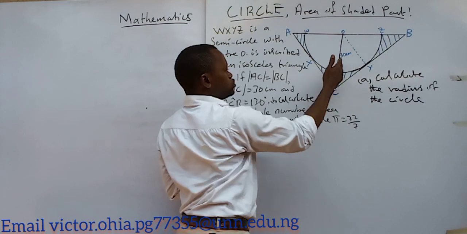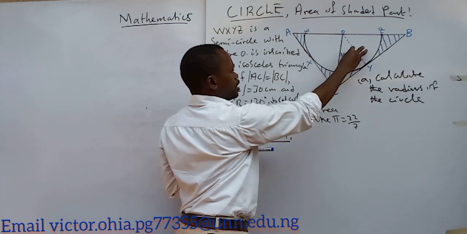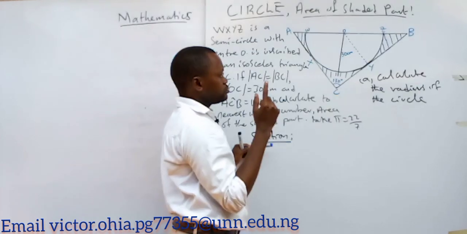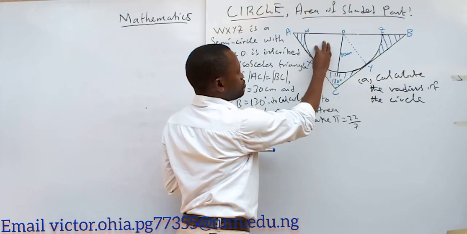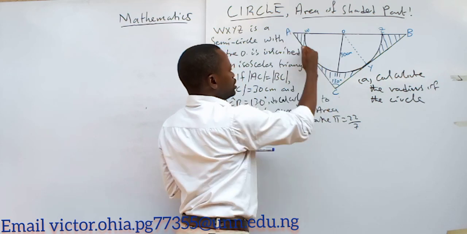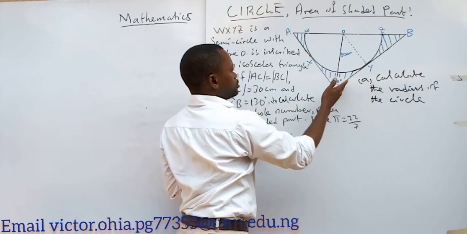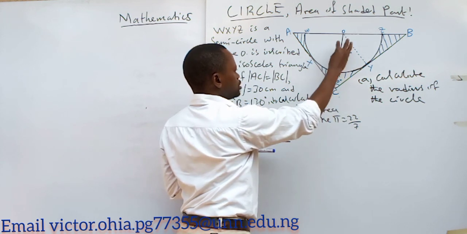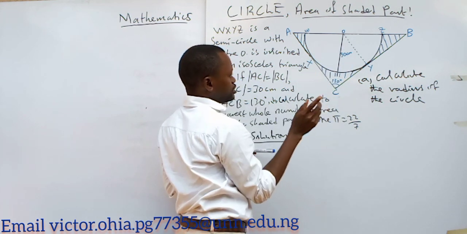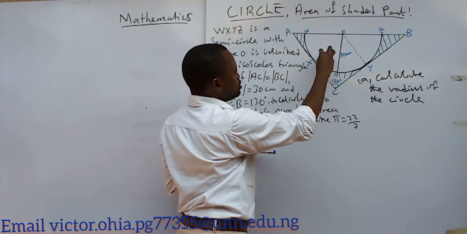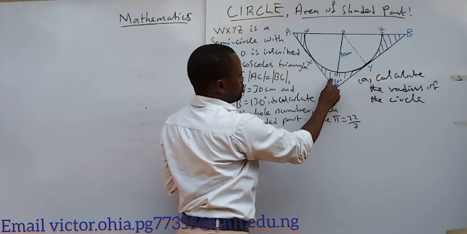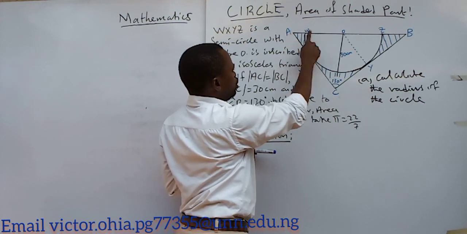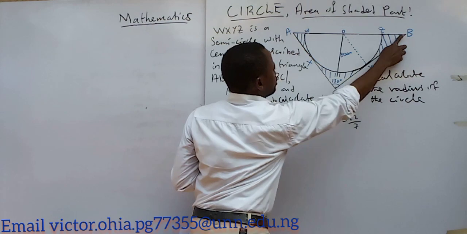And did you realize that OC is common to this triangle and this triangle? Where am I dragging us to? The similarity between this triangle and this triangle. This line is equal to this line, and this line is common to this and this. And for the fact that is true, it then means that this angle here will be equal to this angle here. And this line AO will also be equal to this line BO.